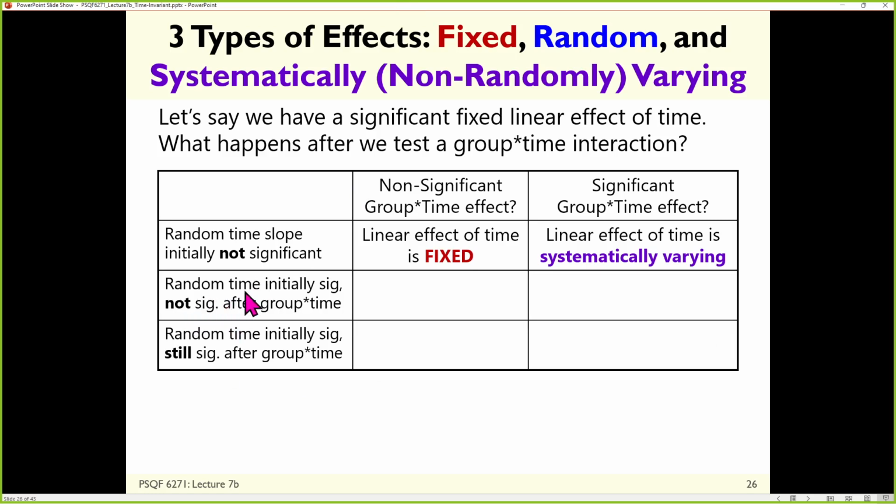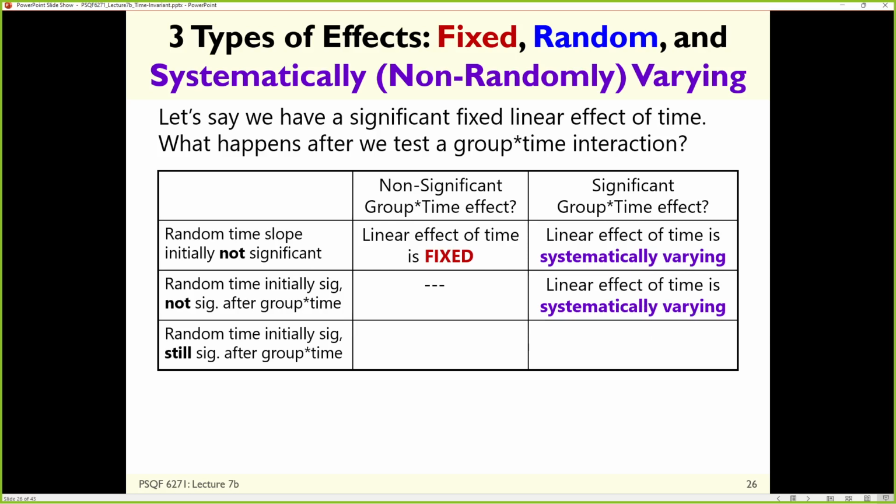All right. So the second one then here is probably the most interesting possibility. Let's say that you initially did have a random slope for time. So it looked at first like people needed their own slopes. Okay, why do people need their own slopes? Let's find out. Maybe one of the reasons why people need their own linear time slopes is because of what group they were assigned to. And if you put in group by time and it's significant, then I would still call the time slope systematically varying because the random slope went away after including that. So this box right here is like the best case scenario.